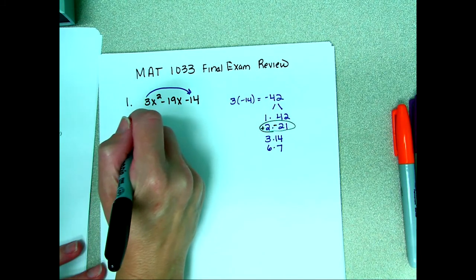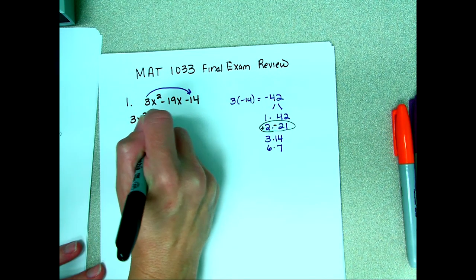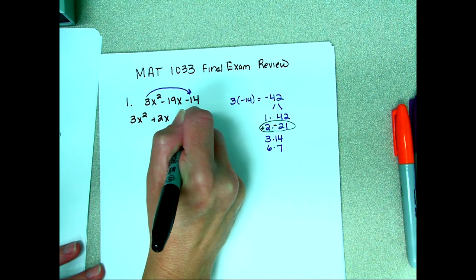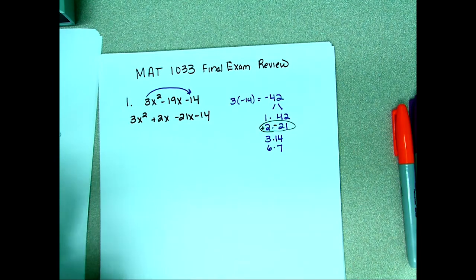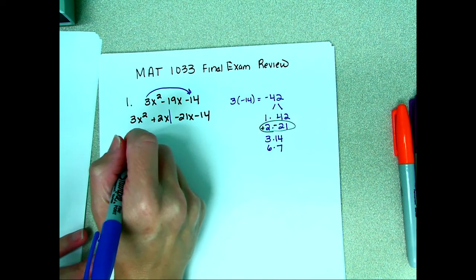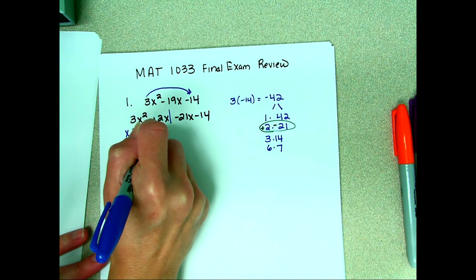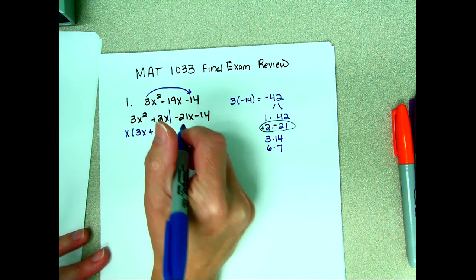We rewrite our polynomial as a 4-term polynomial: 3x squared plus 2x minus 21x minus 14. 4 terms, factored by grouping. We cut our polynomial in half. We factor out the x on the left: x times 3x plus 2.